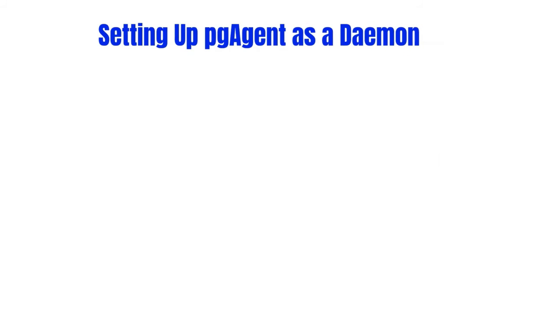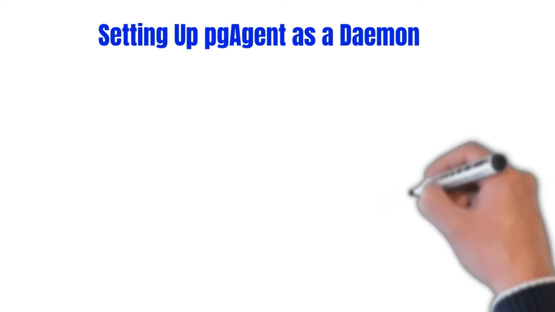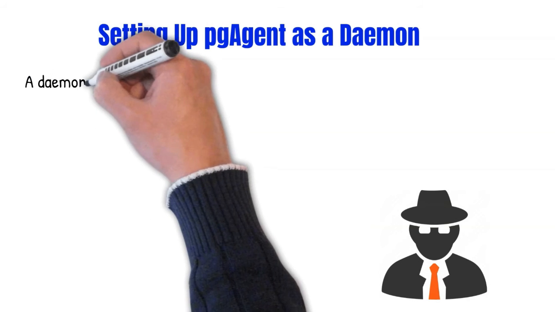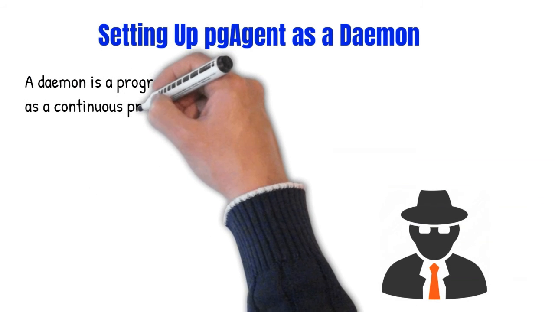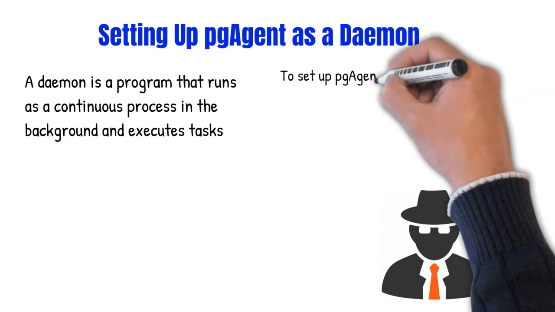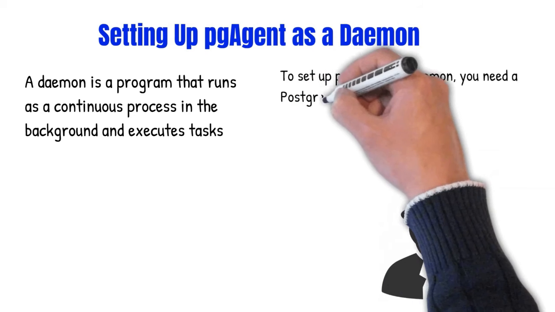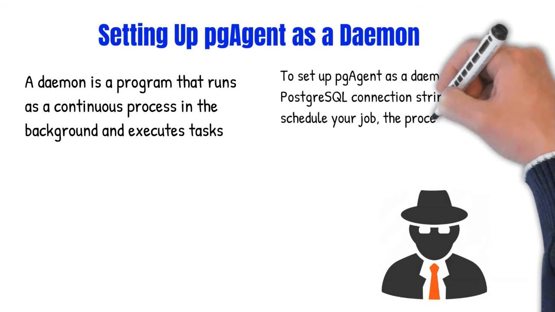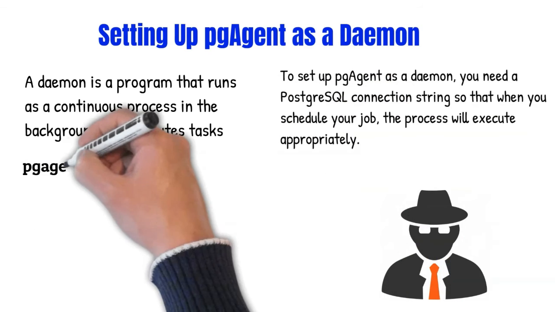So now that you have installed pgAgent and configured your database through pgAdmin, the next thing you need to do is set up the pgAgent daemon on your server. The daemon is pretty much a program that runs in the background and executes your tasks. In order to set up the pgAgent daemon, you need a PostgreSQL connection string so that when you schedule your job, the process will execute appropriately.